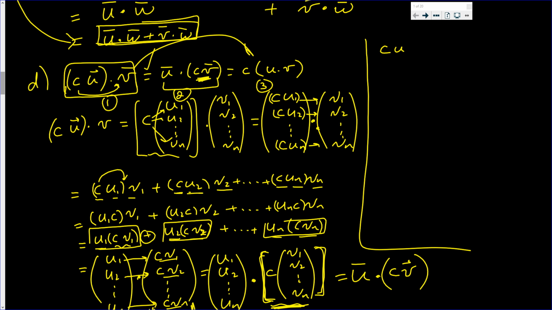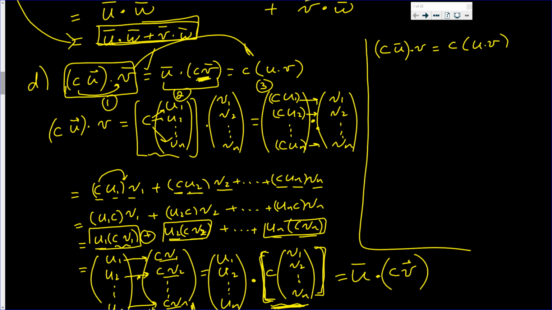So cu dotted with v, I want to show that this is c times u dot v. The reason I chose that one is I only have to move the brackets. If I try to show that the second one is equal to c times u dot v, I would have to move this. Okay, it just looks easier to do the one I stated.